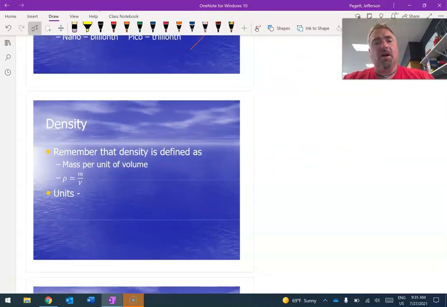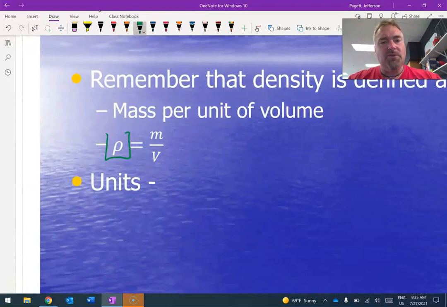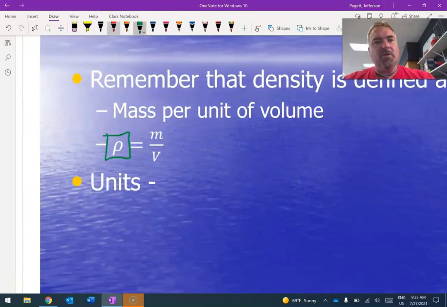Real quick, one of the things we didn't talk much about in Regents, but we're going to deal with here, is density. Remember, density is defined as the mass per unit volume. And now, I just want to point this out. I'm going to zoom in on this. We now have a new symbol for density. You may remember density from before as D equals mass over volume. So D equals M over V.